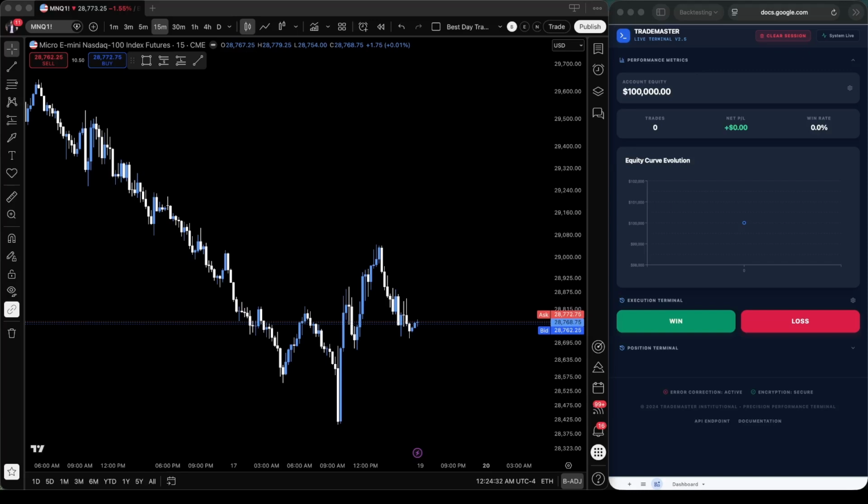But that was for then. For this video today, we are doing the VWAP and the 50 EMA trend following strategy. This one is very simple. This is one of my favorite ones.